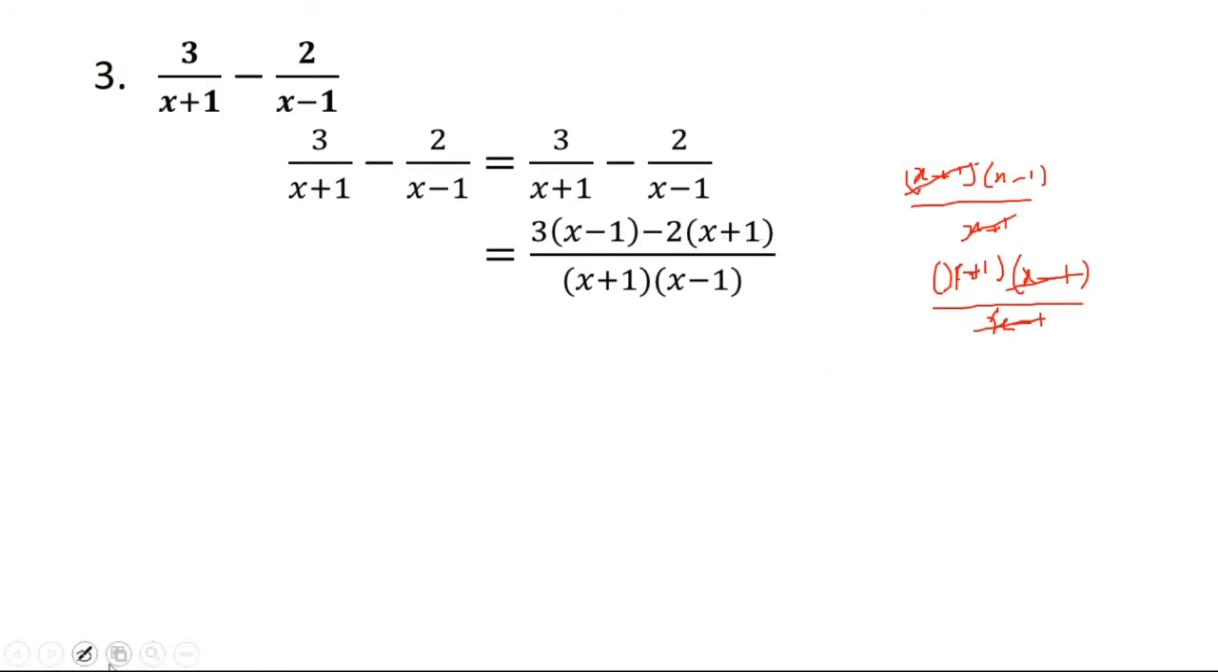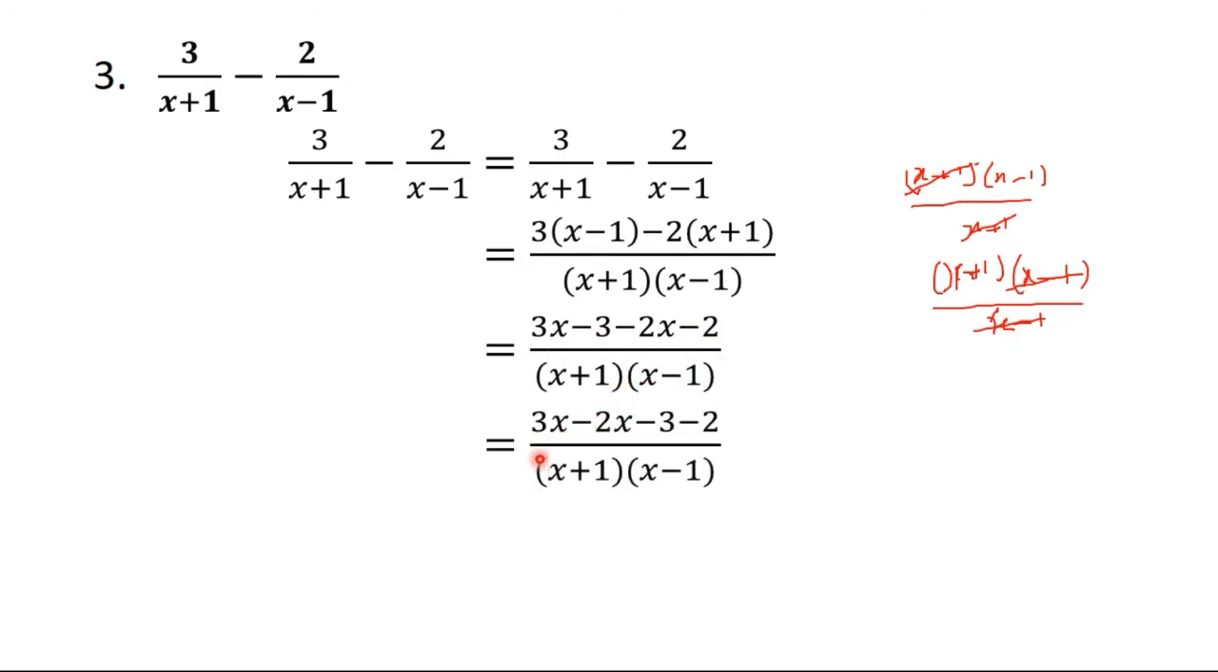So you proceed with the expansion and you simplify as we have been doing all along. So 3 will multiply x, we are going to get 3x. 3 times minus 1, you get minus 3. Minus 2 times x, you are going to get minus 2x. Minus 2 times 1 will give you minus 2, all over the LCM. So you proceed. You are going to have 3x minus 2x minus 3 minus 2 when we group like terms. 3x minus 2x will give us x, minus 3 minus 2 gives us minus 5, then x plus 1 in one bracket, x minus 1 in the other bracket as the denominator.